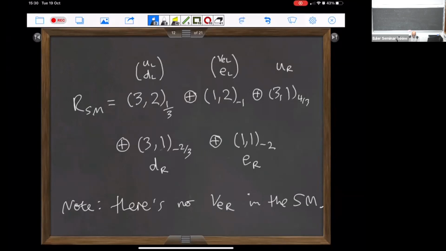So for example, if you take half of this hypercharge, you'll get minus 1/3, and that's the electric charge of the down quark. Or if you take half of this hypercharge, you get the electric charge of the electron, and so on. And you can compute the electric charges of these three fields as well, if you like, using that formula.